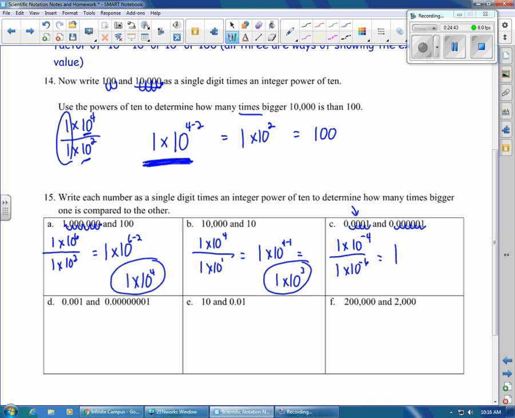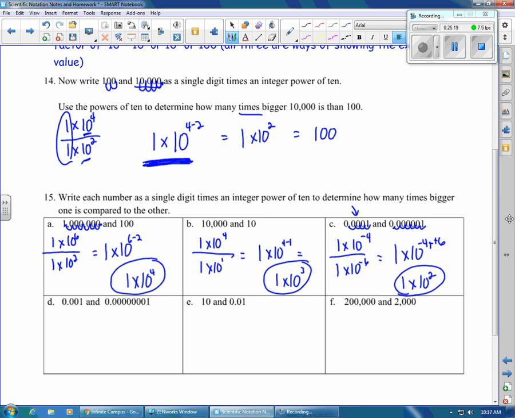Divide them. 1 divided by 1 is 1 times 10, negative 4 minus negative 6. Remember, when you're subtracting a negative, you add the opposite. So it'll be 1 times 10. Negative 4 plus 6 is going to be 2. So this number, 0.0001, is 100 times bigger than 0.000001.